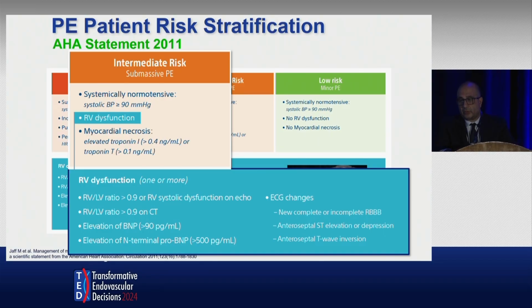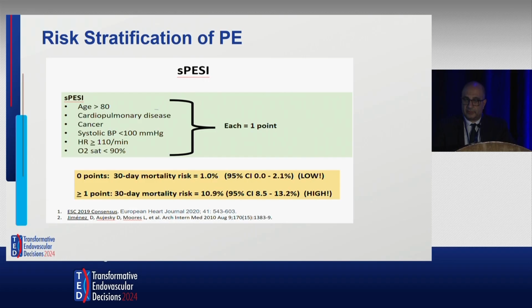So intermediate-risk or submassive PE is characterized by being hemodynamically normotensive with a systolic blood pressure above 90 millimeters of mercury, and RV dysfunction, meaning there is myocardial necrosis, characterized by elevated troponin or an RV-LV ratio above 0.9, either by echo or by CT scan. Also, there is a criterion with elevated BNP. EKG changes can be there: new complete or incomplete right bundle branch block, ST wave changes in the anteroseptal leads.